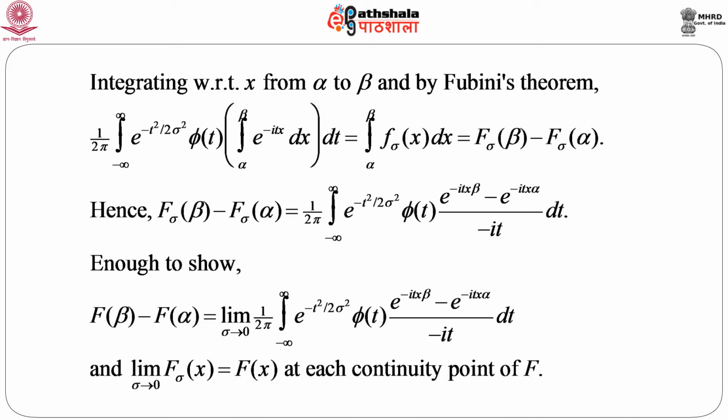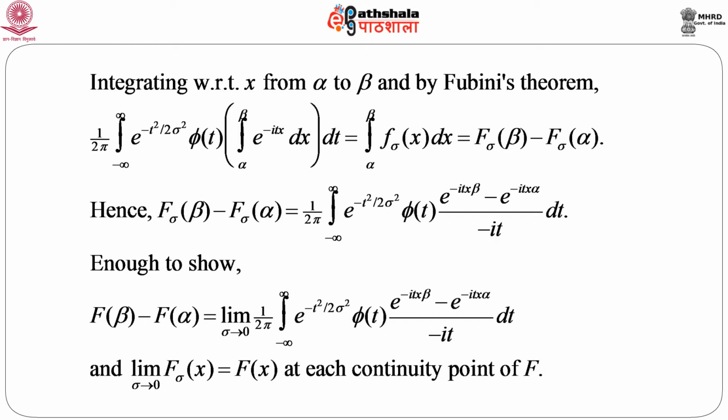As we know that this entire quantity is f sigma, so we can immediately write, after changing the order of integration by Fubini's theorem, that the integral from alpha to beta of f sigma x dx, is nothing but capital F sigma beta minus capital F sigma alpha. So, what we get is capital F sigma beta minus capital F sigma alpha is just this entire integral, and if we evaluate this integral, we will get this expression.